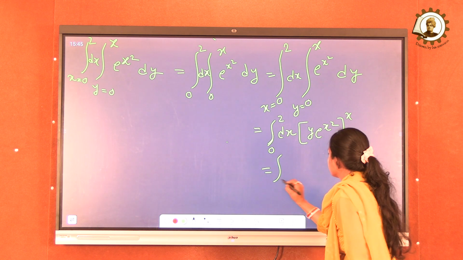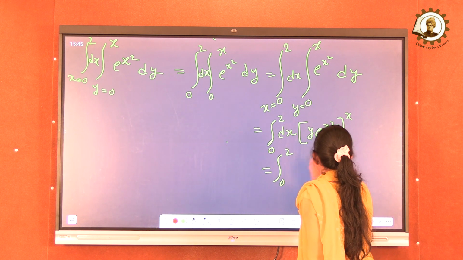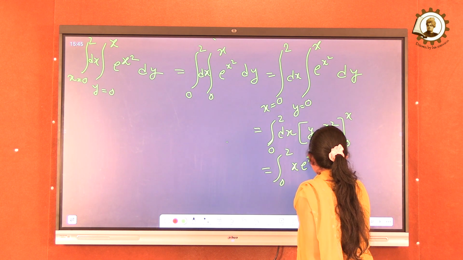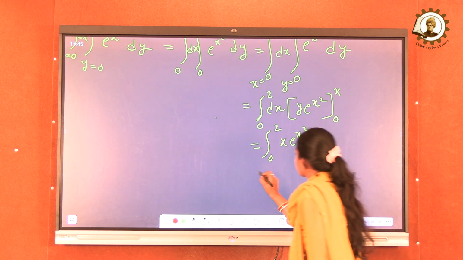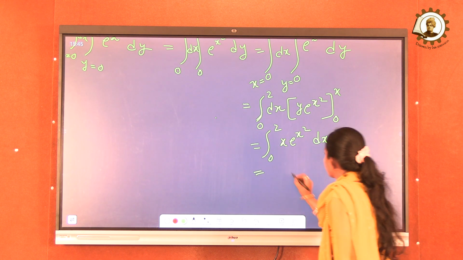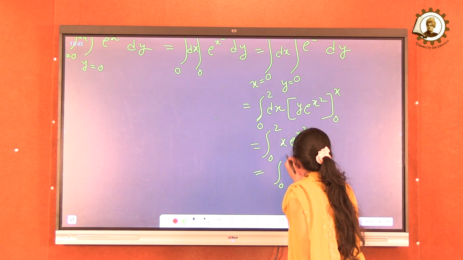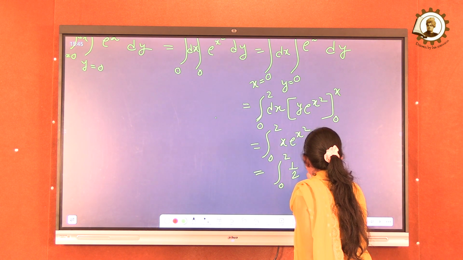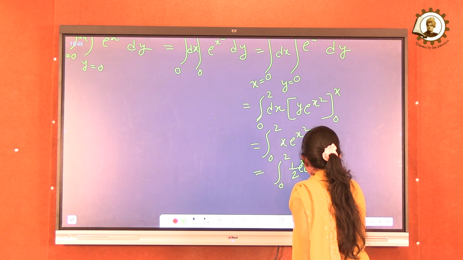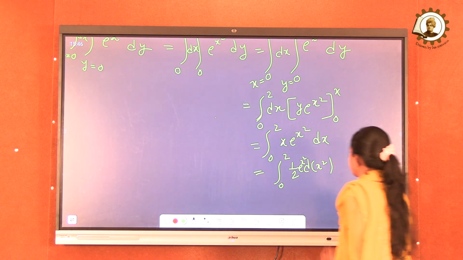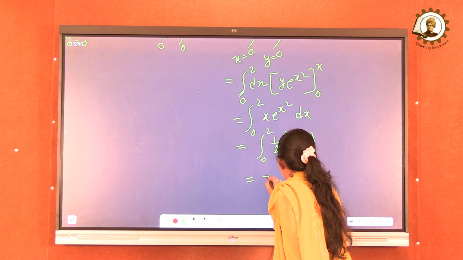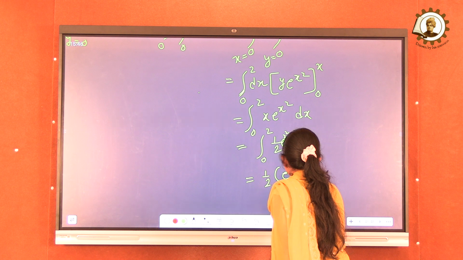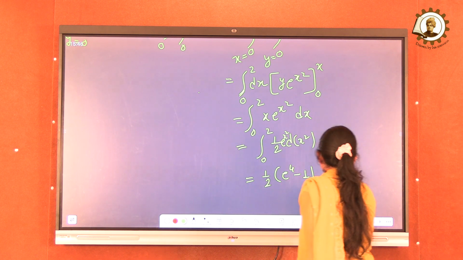So here, 0 to 2 integration of x e to the power x square dx. With respect to x, we evaluate the integration as 0 to 2 half d of e to the power x square, d of x square, and our result becomes half e to the power 4 minus 1.